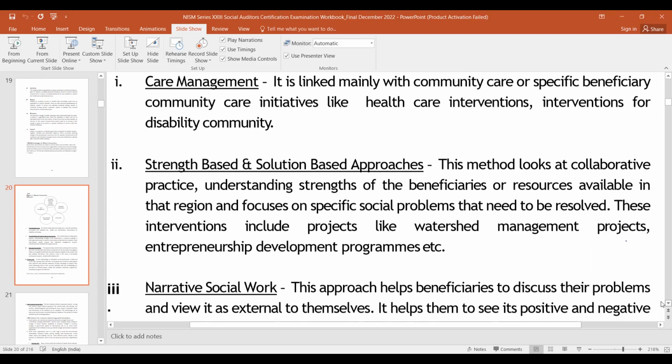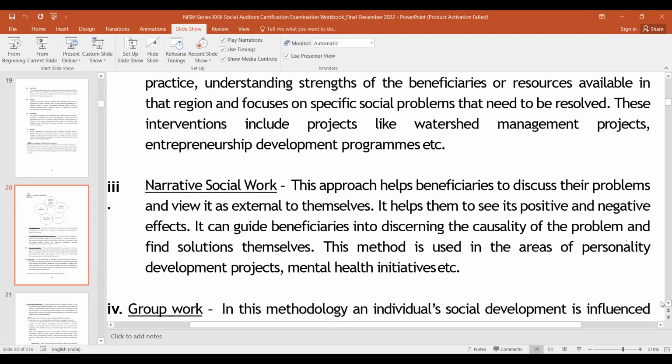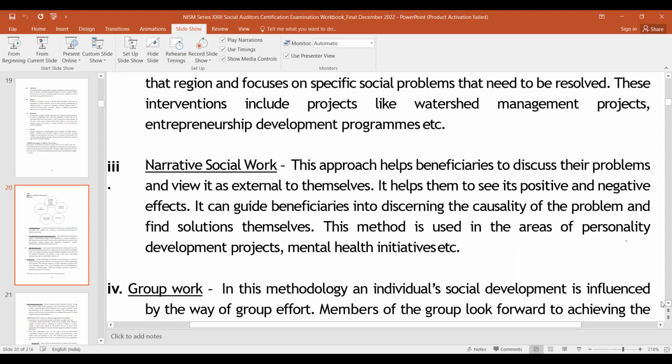Third is narrative social work. This approach helps beneficiaries to discuss their problems and view them as external to themselves. It helps them to see its positive and negative effects. It can guide beneficiaries into discerning the causality of the problem and find solutions themselves. This method is used in the areas of personality development projects, mental health initiatives, because there are certain, say, criminal tribes. Now, if you are working with those criminal tribes, you can discuss the problems, or they can discuss their problems, that okay, we are addicted to drinking and all those things.